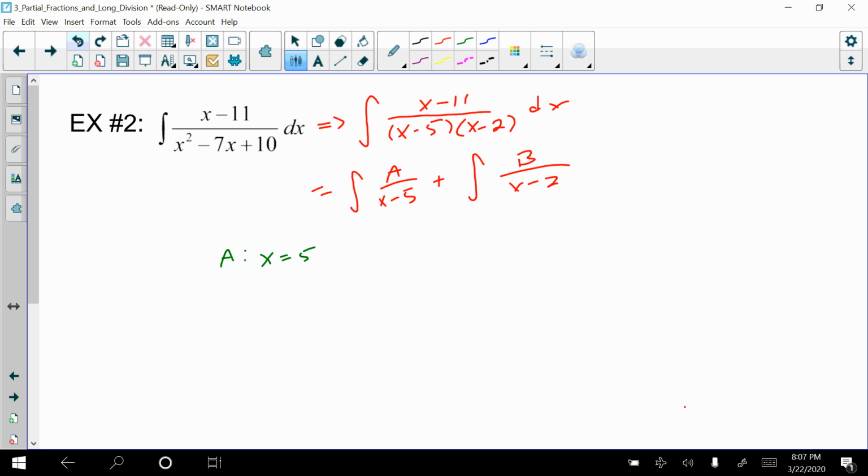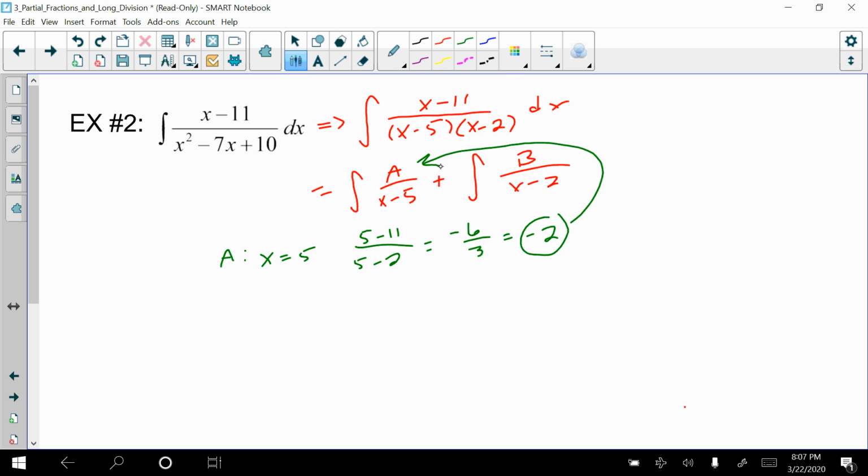Okay, so I'm going to take that number and substitute it anywhere I have an x. So the numerator x minus 11 becomes 5 minus 11 over the denominator of b, which would be 5 minus 2. So simplifying this, I get a negative 6 over a positive 3, which overall simplifies to be a negative 2. And so that's going to be the number that I will substitute a with.